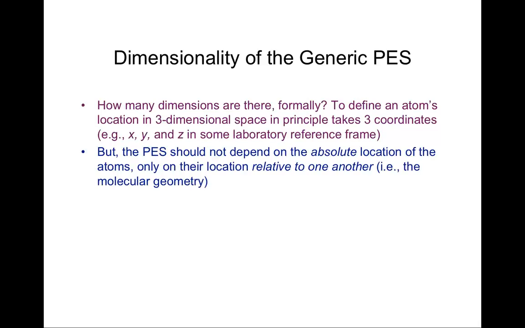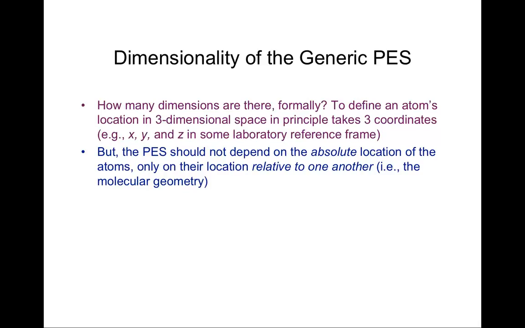But as chemists, one of the things that we typically expect is that in the absence of some sort of external influence, right? I don't have any electric fields, I don't have any magnetic fields, I don't have any gravitational fields. In that case, it shouldn't be the absolute locations of atoms that dictate the total energy. Really, it should be their location relative to one another.